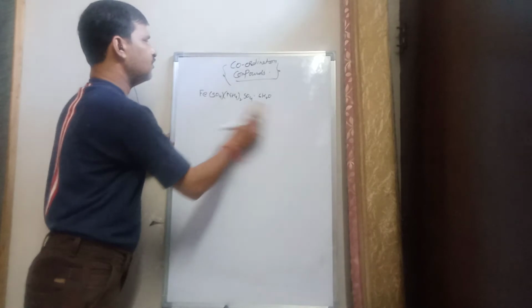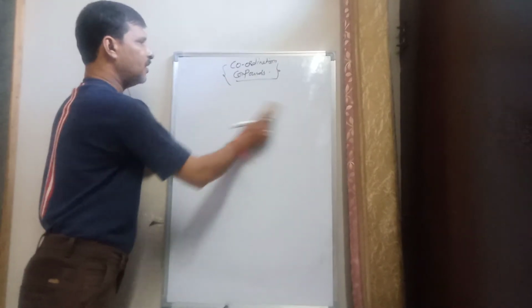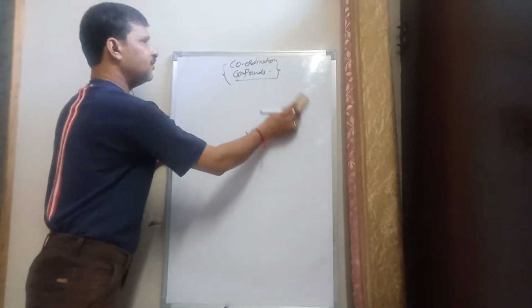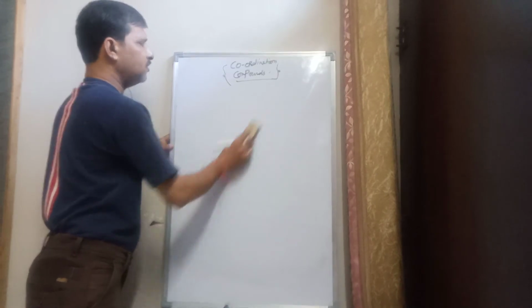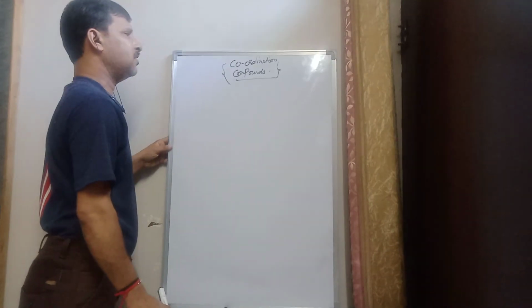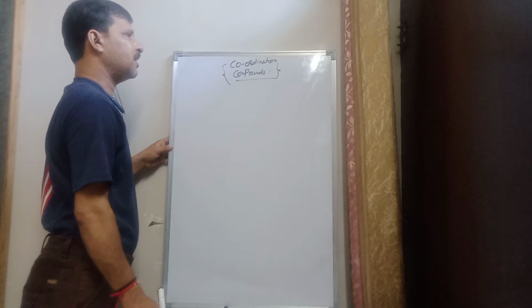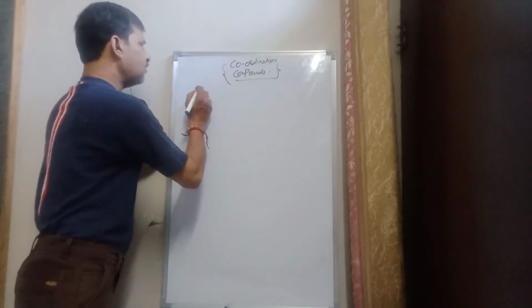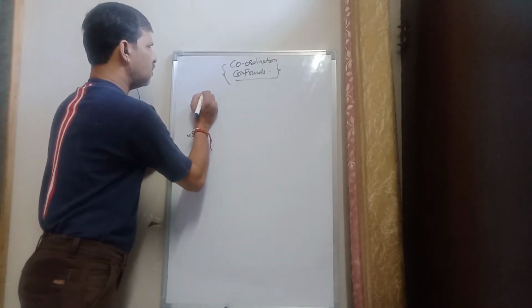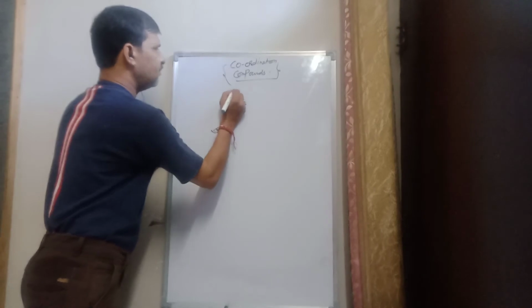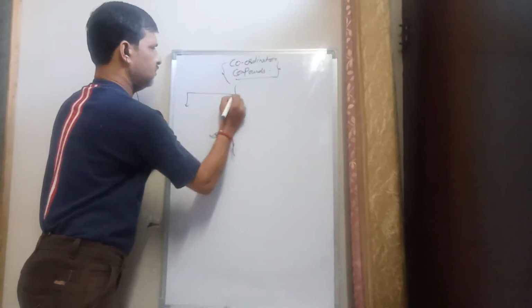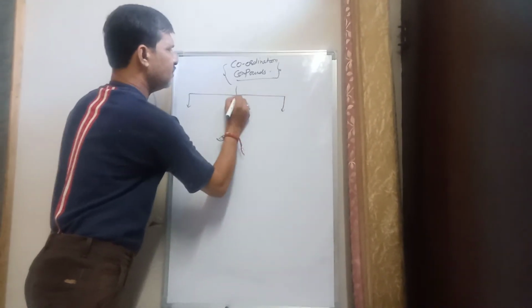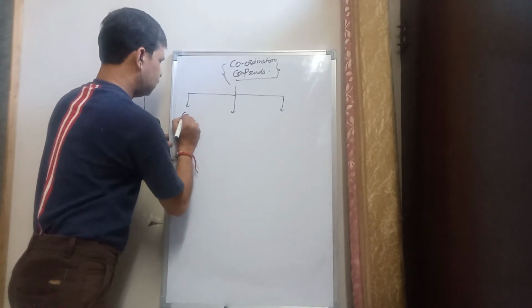Now the third kind of salts are complex salts. Complex salts are those salts which do not exhibit the characteristic properties of their individual cations in the coordination sphere. These kinds of salts may be classified into three types.